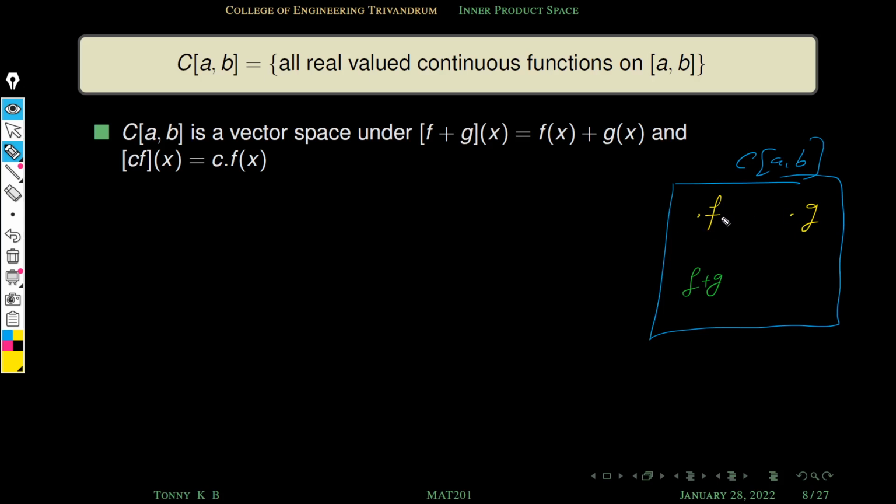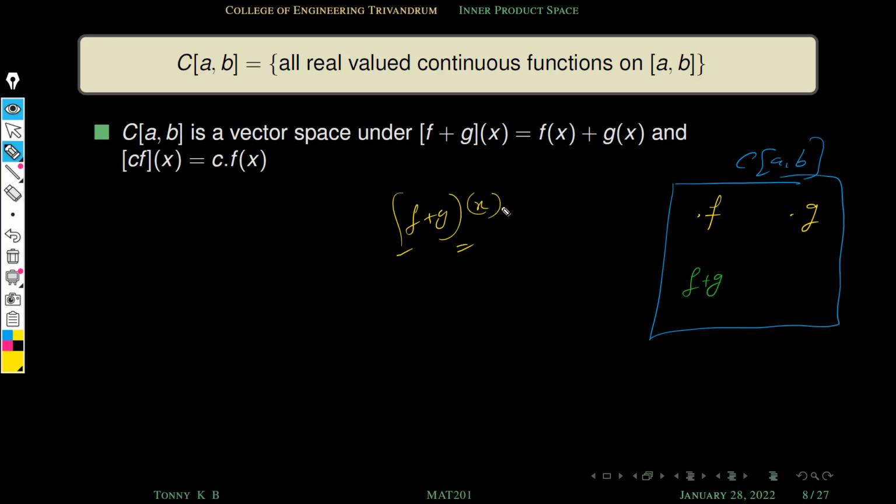Okay, real valued functions. So I'm going to define the sum of two functions. So what is f plus g? We know that a function is defined by the action of the function on that variable. Here the variable is moving along the interval [a, b]. So we have to define how to define a function f plus g, by defining f plus g of x.